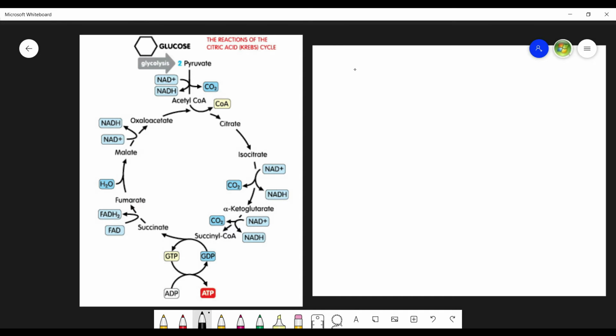So we can write it down like this, that in glycolysis, 1 molecule of glucose gives rise to 2 molecules of pyruvate. This process is glycolysis. Glucose is a 6 carbon compound, whereas the pyruvate is a 3 carbon compound. Now, from pyruvate, acetyl CoA is produced. This happened due to the pyruvate dehydrogenase complex.